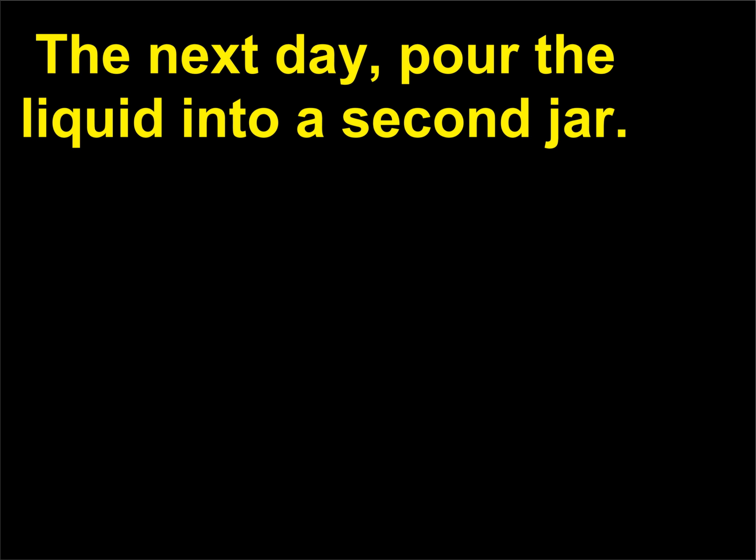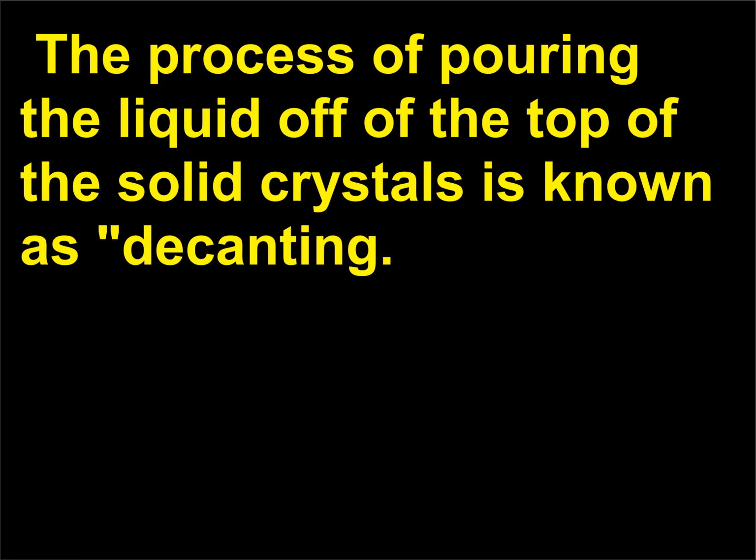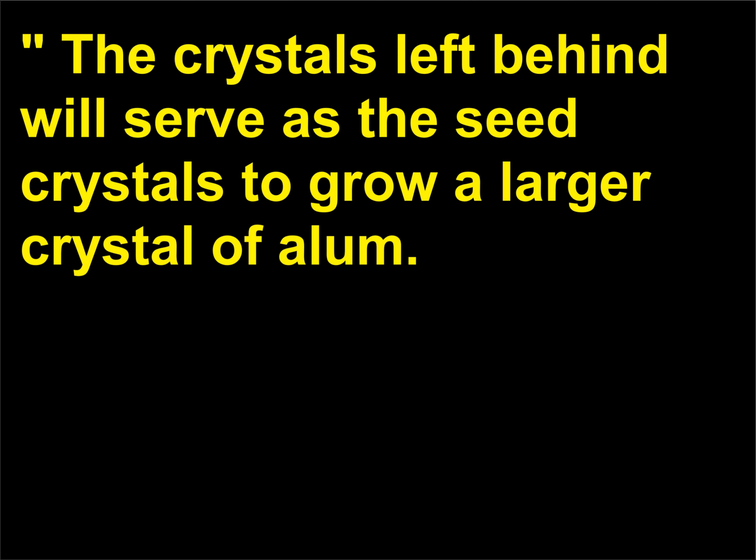The next day, pour the liquid into a second jar. There should be small crystals left in the bottom of the first jar. The process of pouring the liquid off of the top of the solid crystals is known as decanting. The crystals left behind will serve as the seed crystals to grow a larger crystal of alum.